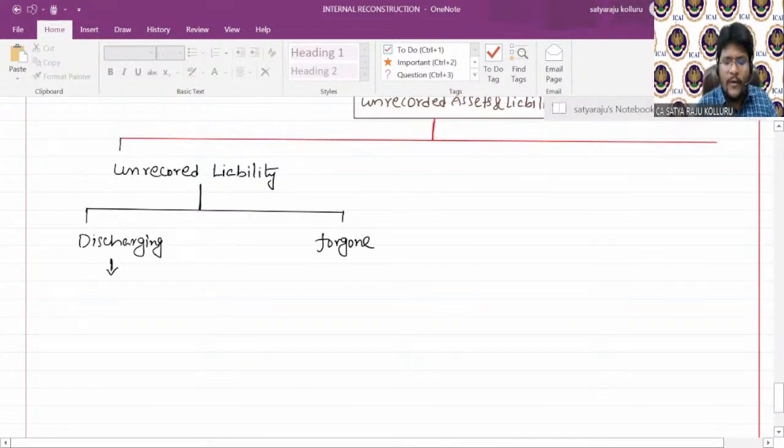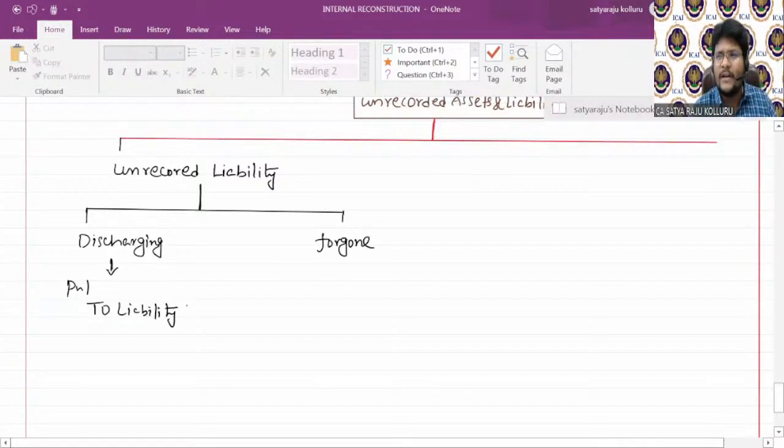Now, for such unrecorded liability, first you need to record it in the books of accounts. At the time of recording the liability, not in the process of internal reconstruction, but in the process of recording a liability, what is the journal entry? The common journal entry is P&L account debit to liability account. This is the recording of an unrecorded liability.